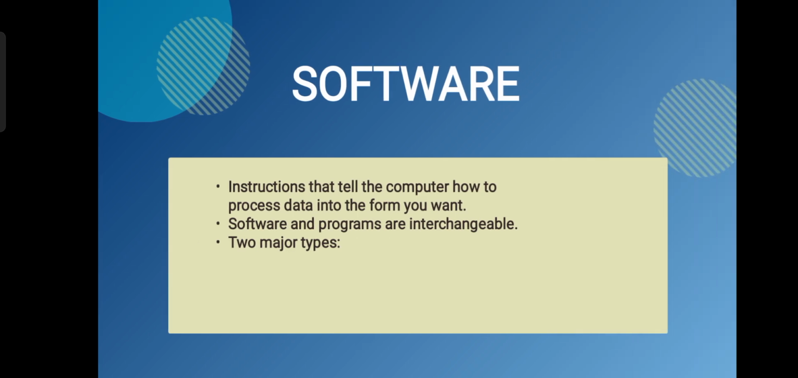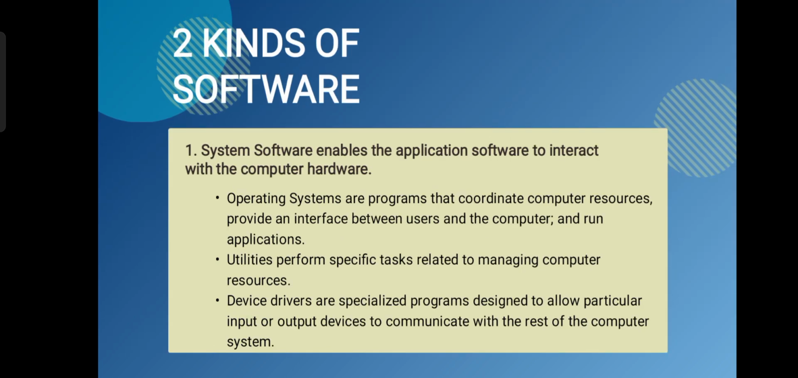Next, let's talk about software. Software refers to the instructions that tell a computer how to process data. So these are the 2 major types, the system and applications.